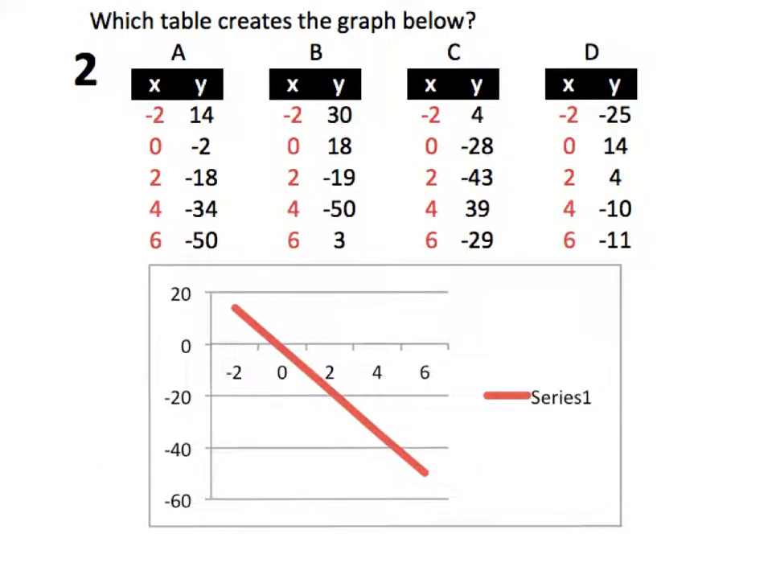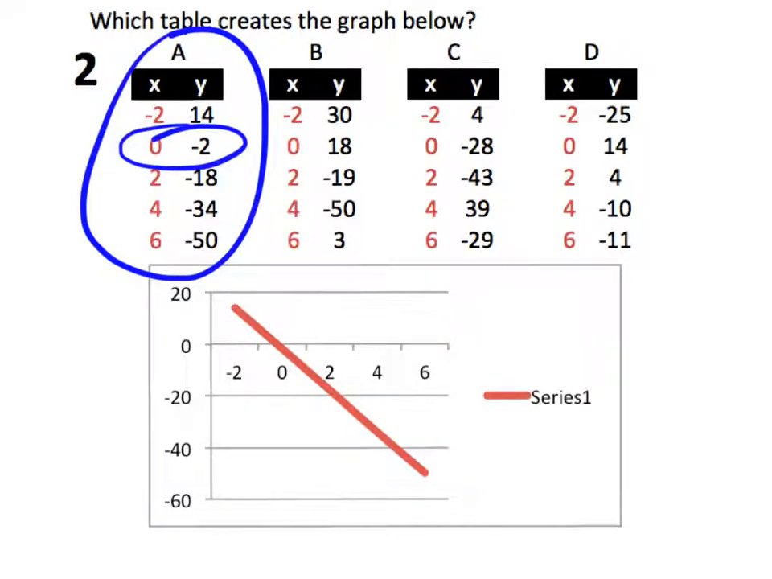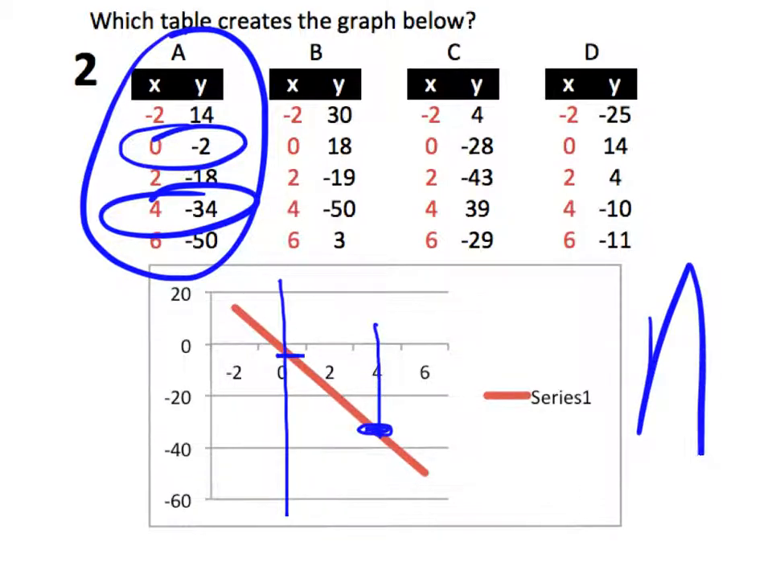For this problem, the popular choice seems to be A. And let's see if we can figure out why. If we go to 0, negative 2, we go over 0 and then down 2. Notice that this is 0 and down 2 is approximately there. If we go over 4 and then down 34, that matches up as well. So the answer for this one should be A.